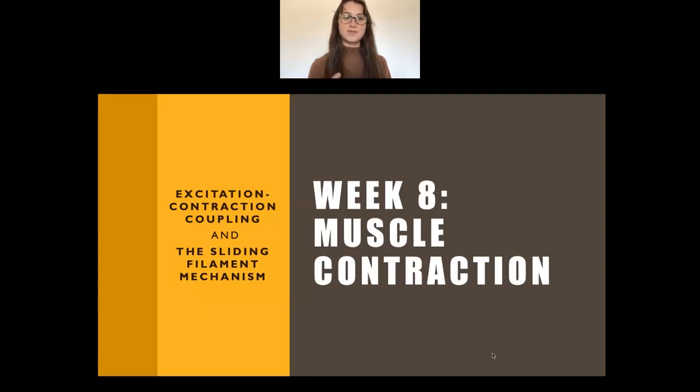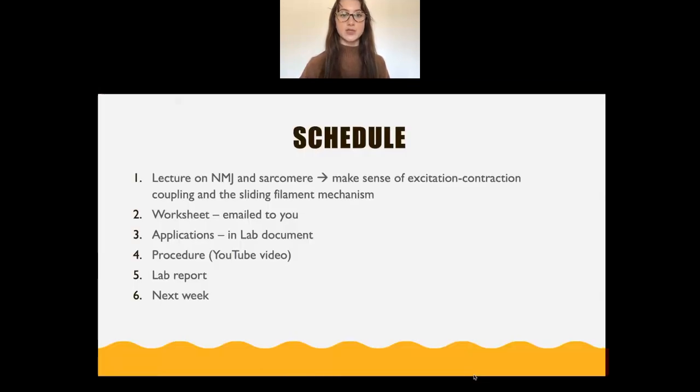Okay, so muscle contraction. This is excitation-contraction coupling and the sliding filament mechanism. We bring those two things together, and that results in muscle contraction. Here's our schedule. I'll lecture on the neuromuscular junction and the sarcomere. We're going to make sense of excitation-contraction coupling and the sliding filament mechanism.